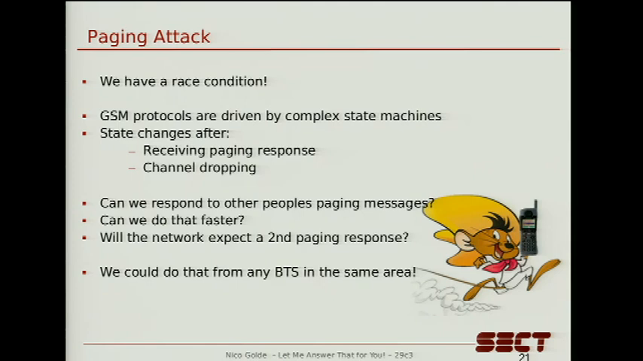In practice, there's a lot of complex state machines in the GSM protocols, and phones as well as networks implement those. So states change all the time, and especially states change once you drop a service and once you drop a channel. And also if you receive a paging response. So the interesting question here is what happens if the network receives two paging responses, and if we reply faster than the actual phone who should receive the service, how does the network react, and will it still expect the second paging response by the actual victim phone?